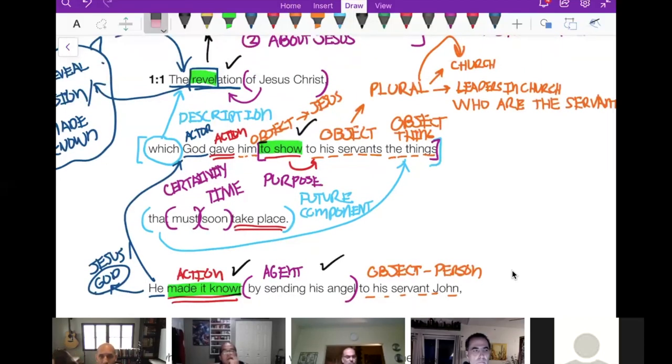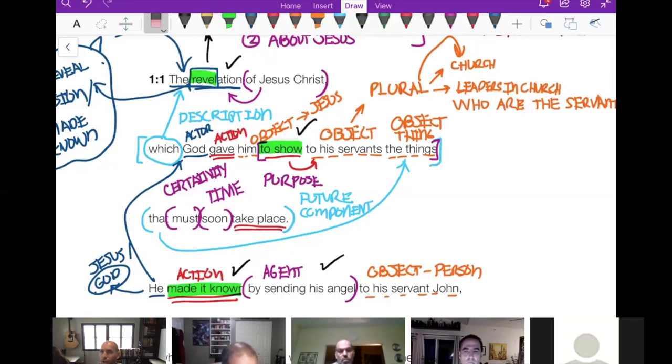To that line where it says, which God gave him to show to his servants the things that must soon take place. Why was the word things used instead of events or happenings? To me, it connotes an object, as opposed to a process in time, which would be an event. Yeah, so.